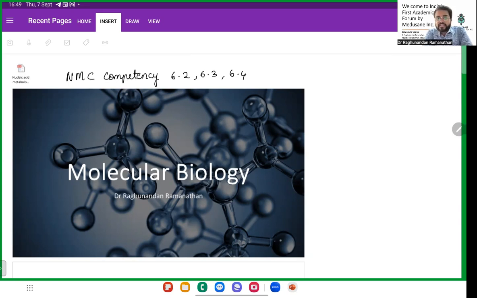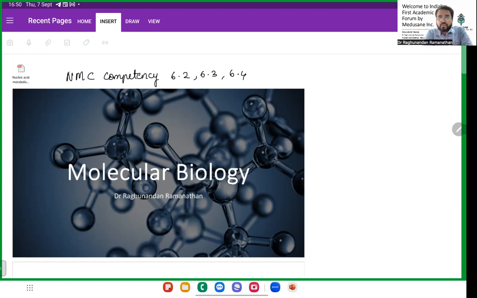Then we have the pyrimidines. In pyrimidines, we have cytidine and uridine, and we also have thymidine. Thymine is present in the DNA and uracil is present in the RNA. This is what we saw.